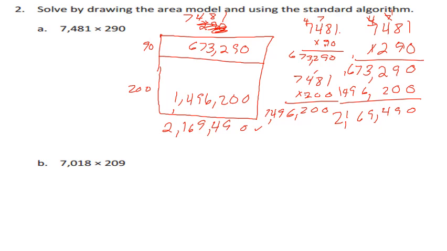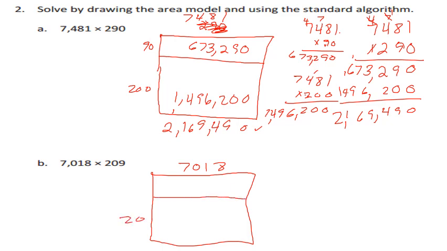Our next one, we're doing our same area model. Up top, we're putting 7,018, and we're going to go with 209. So 7,018 times 9 would be 72. 9 times 1 is 9, and 7 is 16. Carry a 1. 9 times 0 is 0 and 1. 9 times 7 is 63. So we know this one is 63,162. And our second one I'll do on this side.